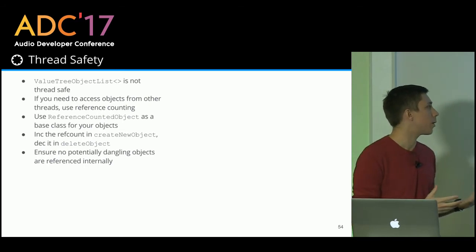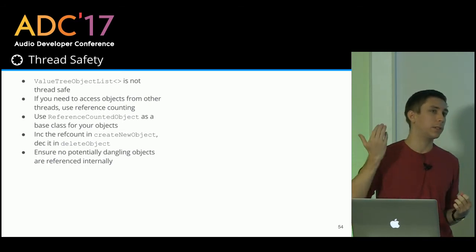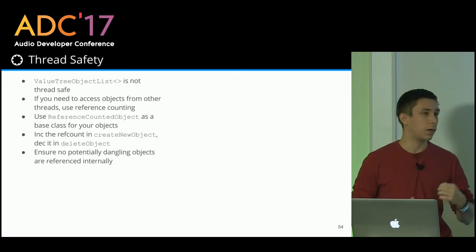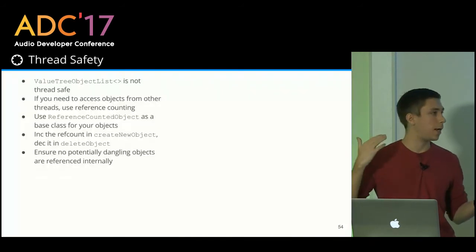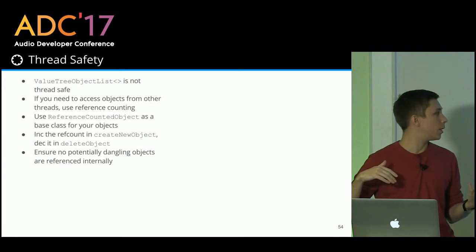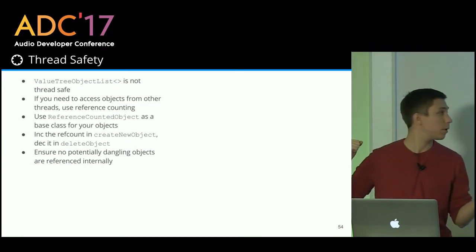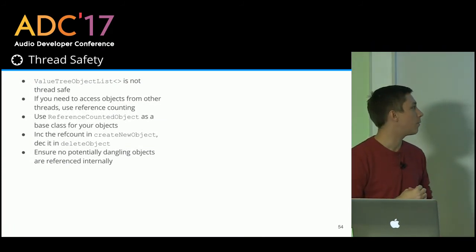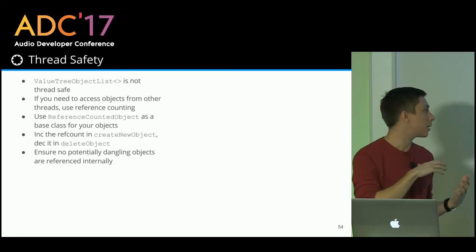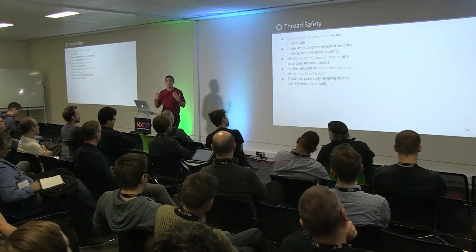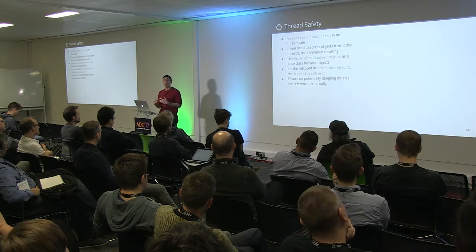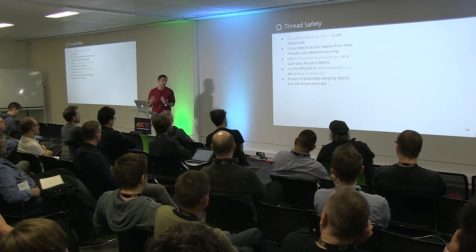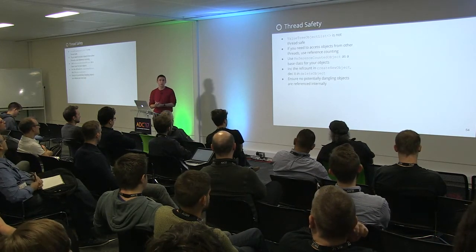If you are doing this, however, make sure you haven't got any back pointers to things that may have been deleted. If you've got a clip that's perhaps referencing a track that was owning it, you either need to keep it alive by strong reference counting, or you need to keep a weak pointer to it. But to be honest, if you can get away with not keeping back pointers, that's usually the best way to go. And with ValueTrees, that's often quite easy to do because you can just keep the state that you're interested in.